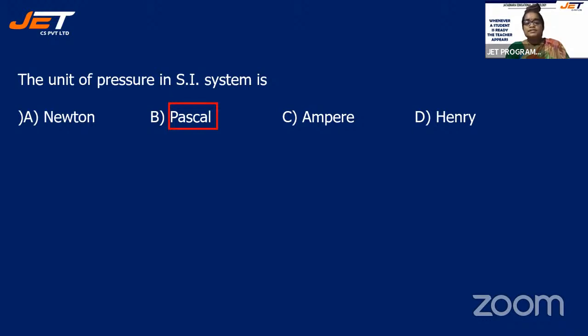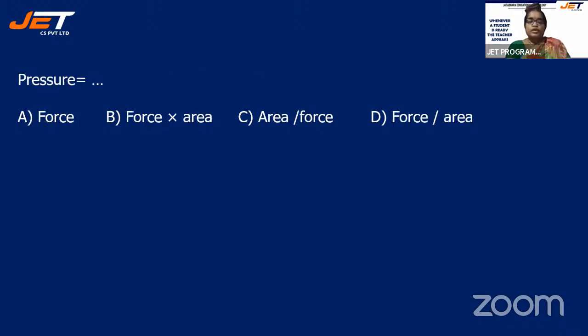Let us see. It is Pascal. Option B. Next one. Pressure is equal to force per unit area. That is option D. Right?